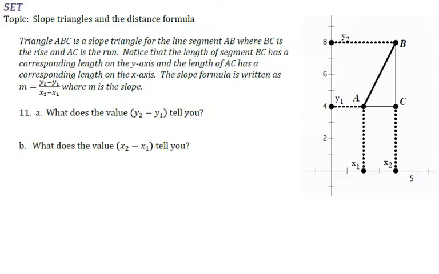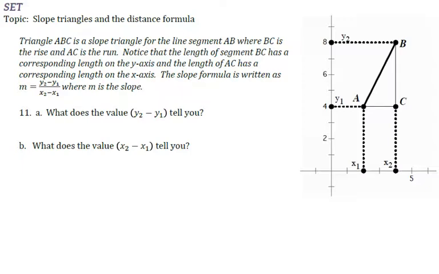Alright, so it says triangle ABC is a slope triangle for the line segment AB, where BC is the rise and AC is the run. Think back to slope-intercept form. Notice that the length of segment BC has a corresponding length on the y-axis, and the length of AC has a corresponding length on the x-axis. The slope formula is written as y2 minus y1 over x2 minus x1, where m is the slope.